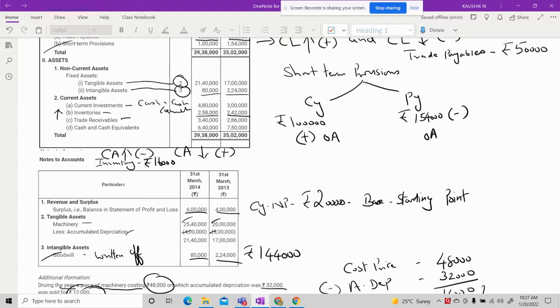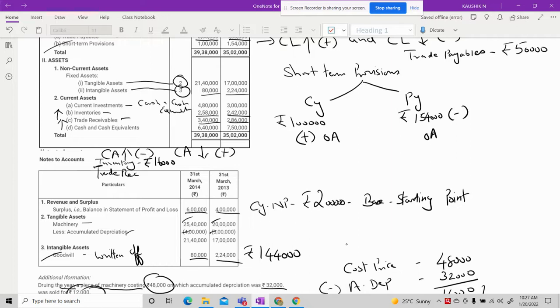Next comes trade receivables. From 2 lakh 86, it has become 3 lakh 40. So trade receivable has also gone up. So how much is the difference? 3 lakh 40,000 minus 2 lakh 86,000. So this will give you the amount. It comes to rupees 54,000. So trade receivables again right here.